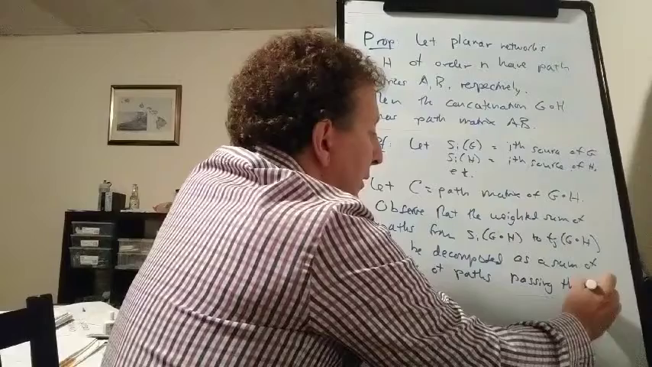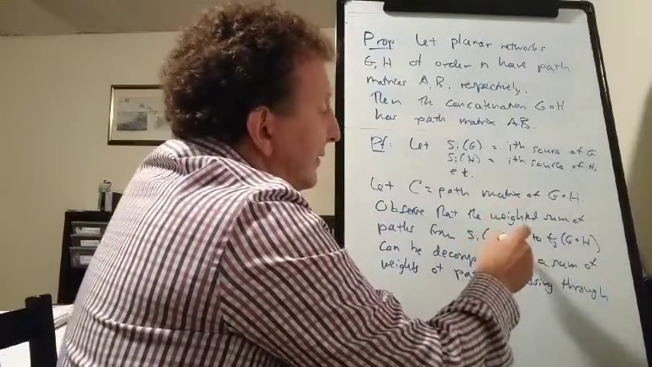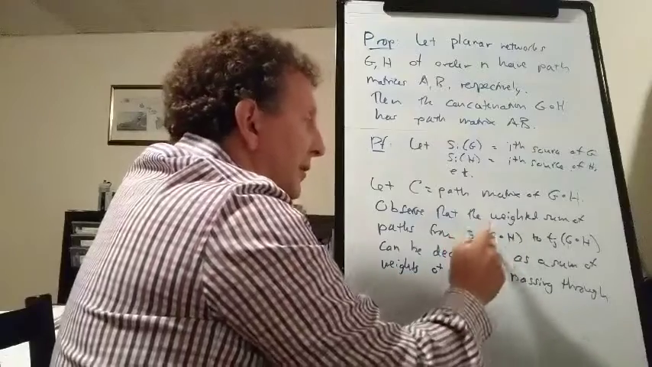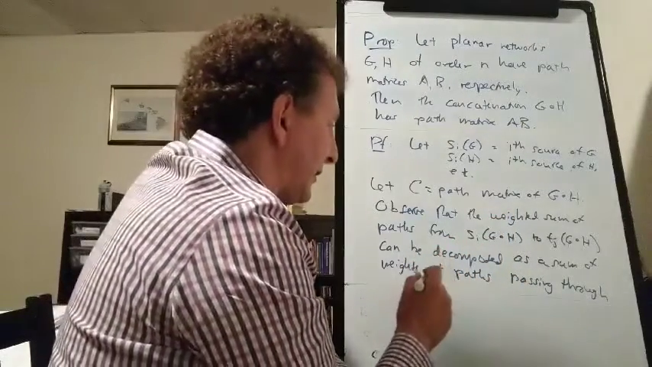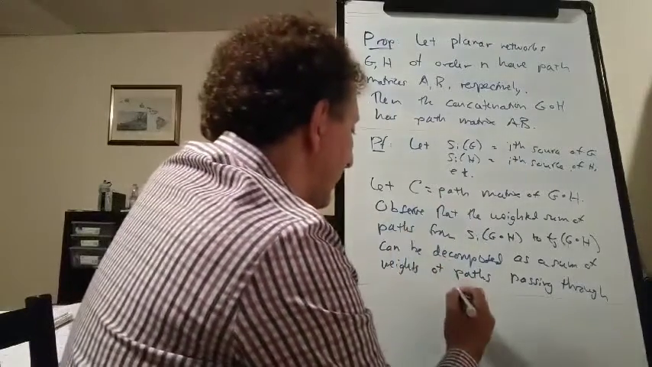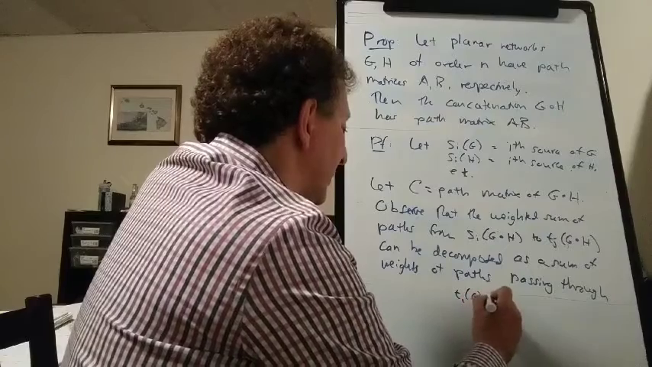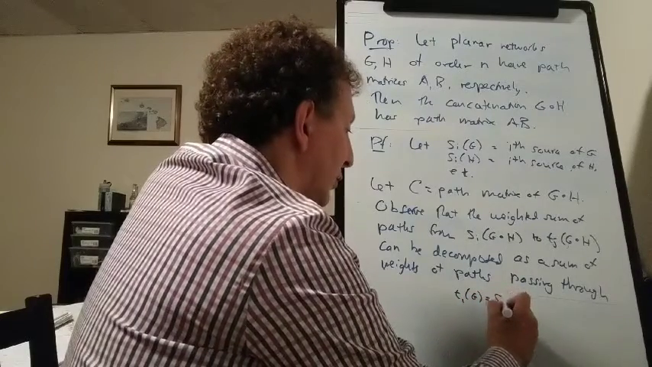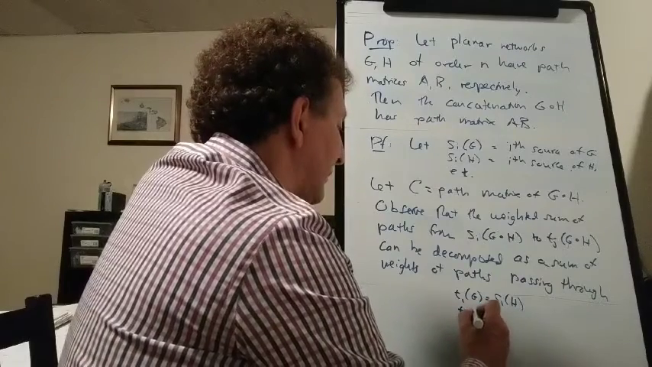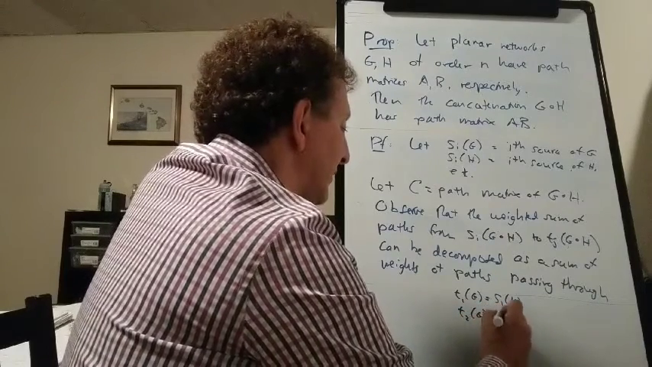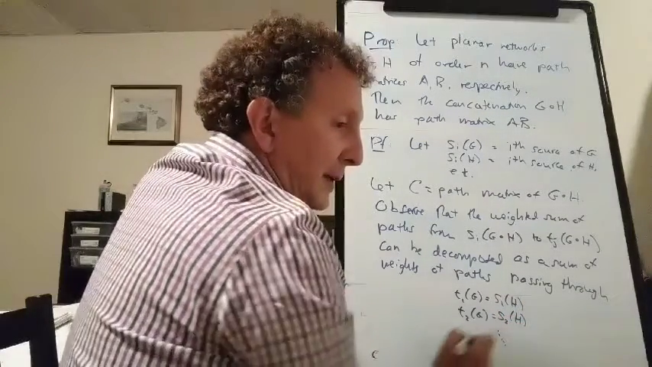passing through. So we start on the left side of G, and to get to the right side of H, we have to cross the bridge to go from G to H. So they'll have to pass through either sink 1 of G, which is the same as source 1 of H, because that's where we glue them together, or sink 2 of G, which is the same as source 2 of H, etc.